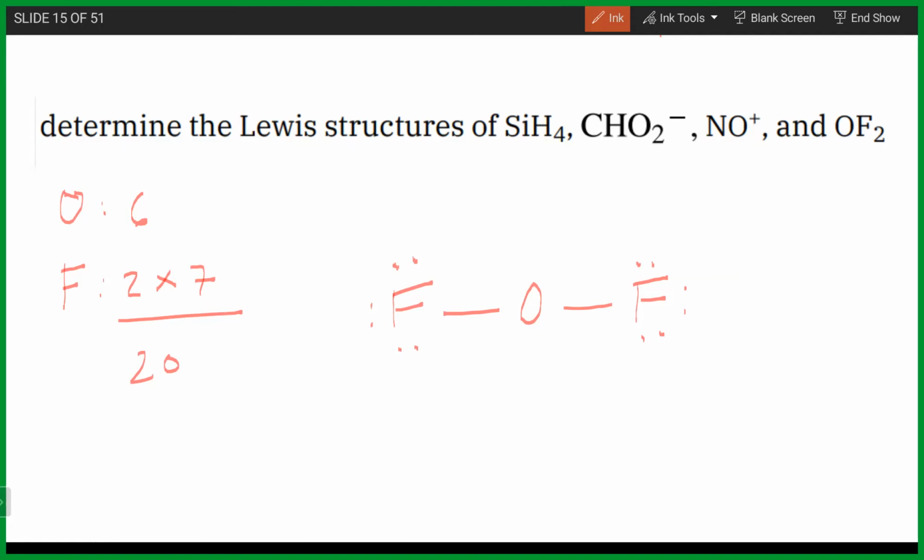Again, 6 on each of the fluorines by themselves, giving us 12 total. And then we've got 2 in each of these bonds for 4 more, so 12 plus 4, giving us 16. We had 20 to work with, though, so we still have 4 electrons available. So what we can do is just add 4 more dots to this oxygen.